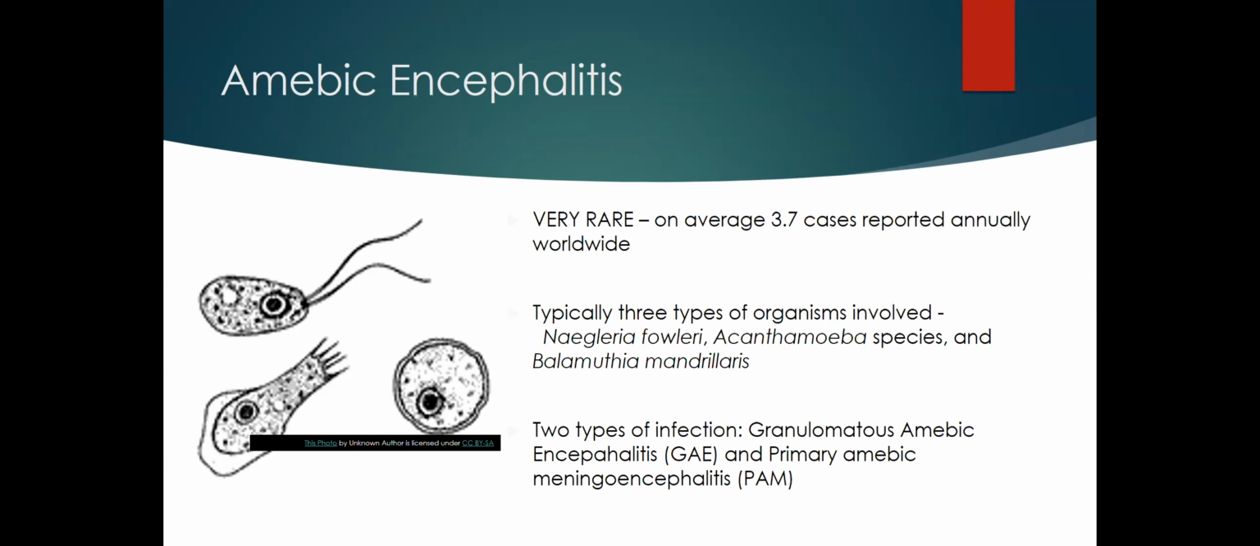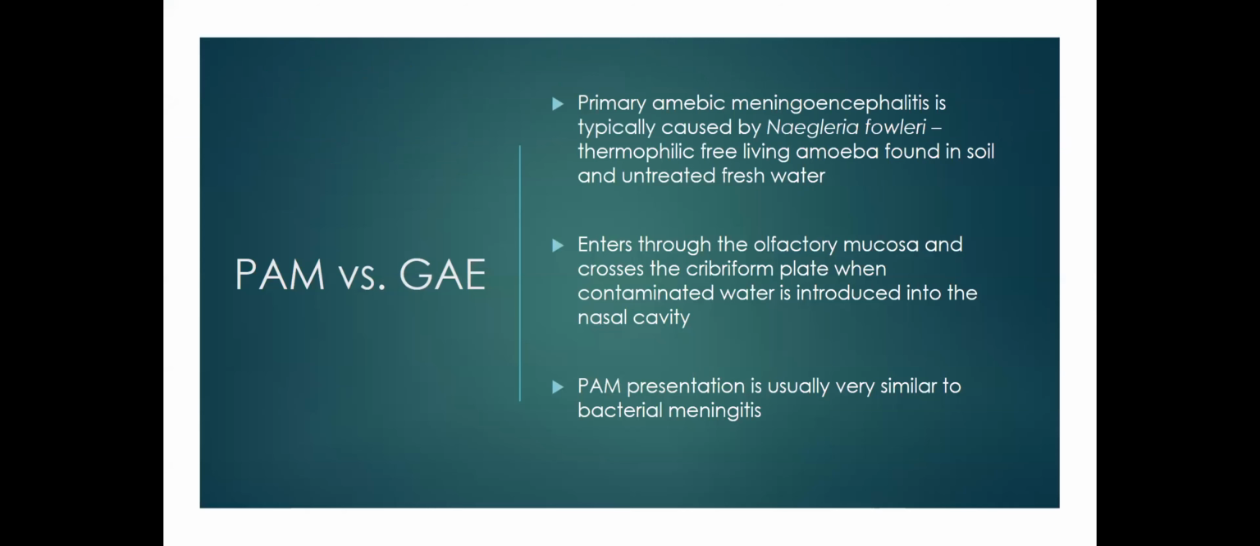I think that's an important distinction to make, because when you break them apart, primary amoebic meningoencephalitis is usually caused by the Naegleria fowleri bug. And that is a thermophilic free-living amoeba, which we typically find in untreated fresh water. The way it enters the body is different in that it enters through the olfactory mucosa. It crosses the cribriform plate and seeds the brain from that point.